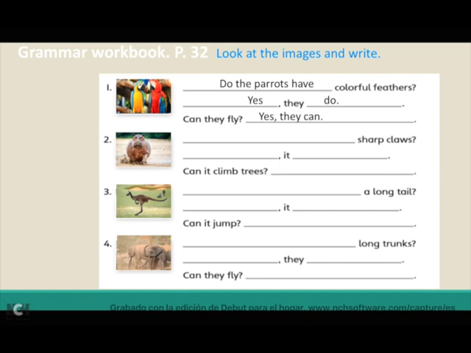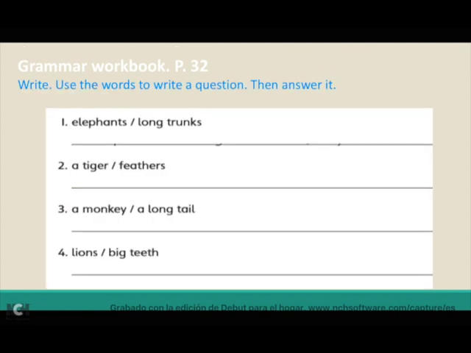Now let's continue with our last exercise. In this exercise it says, write. Use the words to write a question, then answer it. What you have to do is make questions and write the answer. We have an example. Number 1. Do elephants have long trunks? Yes, they do. Now you can complete the exercise by your own.